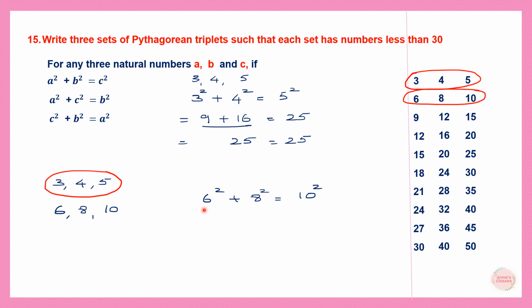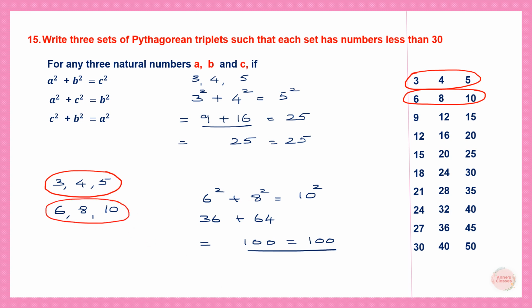So what is 6 square? 6 sixes are 36. So let's write that down. 36. 8 square, 8 eights are 64. Now 36 plus 64 is 100. And how much is 10 square? 10 tens are 100. So can you see how 6, 8 and 10 form a set of Pythagorean triplets? So this is the second set.